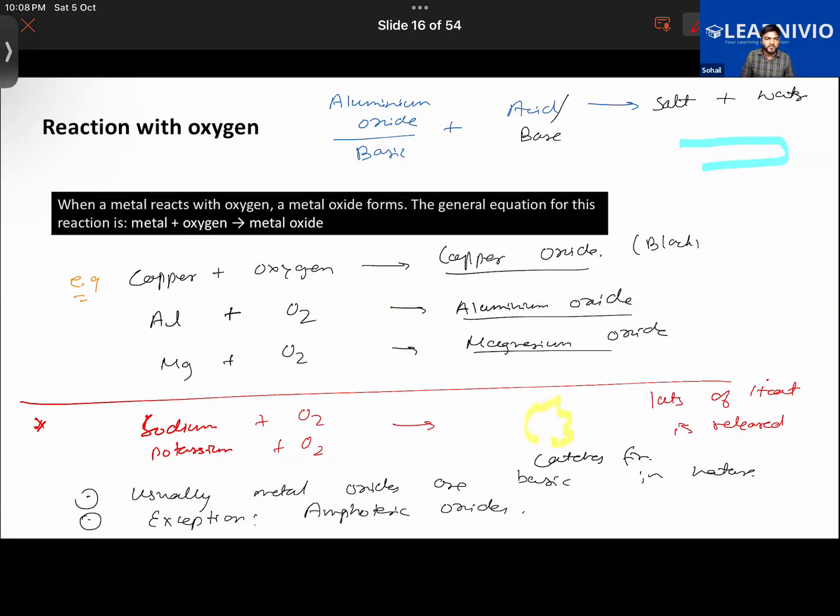Further, iron objects normally do not react with oxygen. But if you have small iron filings, iron in powdered form, and you burn them in the presence of oxygen, then they react vigorously. Those tiny iron filings, if heated in the presence of oxygen, will react.